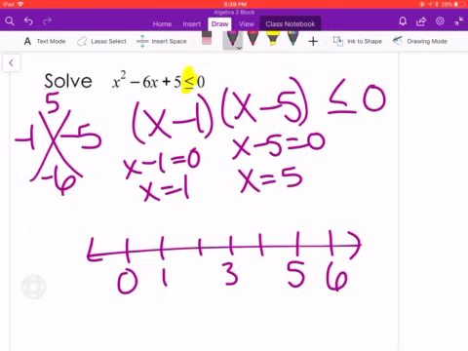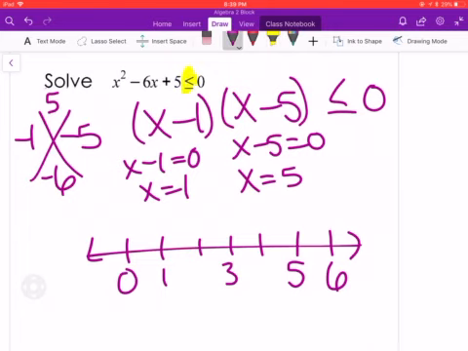Here I'm going to test, you could test 3 again in the middle, but I'm going to actually plug in 0 and go back to the original. Plug in 0: 0 squared minus 6 times 0 plus 5, is that less than or equal to 0? Well, 0 plus 5 less than or equal to 0? That's not true. So 0 is not a solution here.